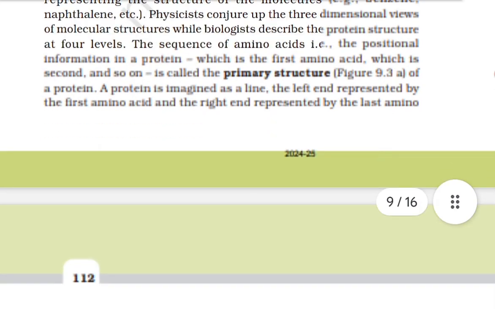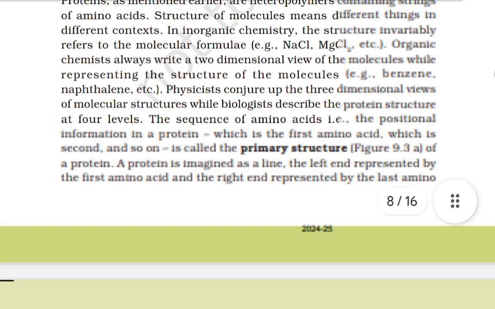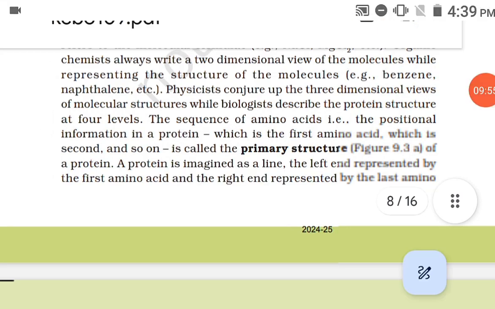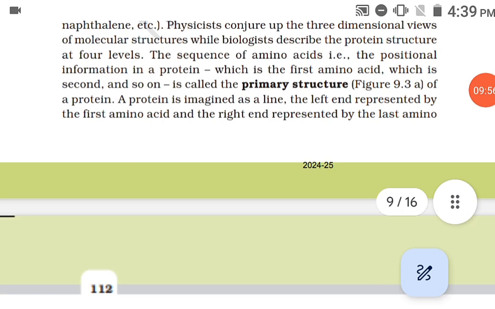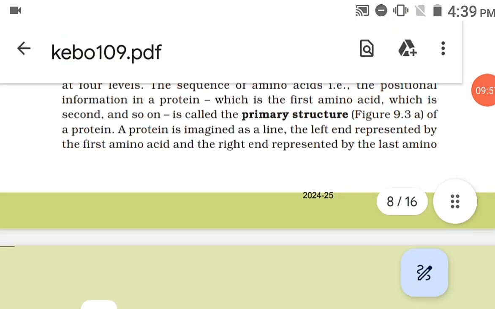An enzyme, like any protein, has primary structure, that is the amino acid sequence of the protein. An enzyme, like any protein, has the secondary and tertiary structure.